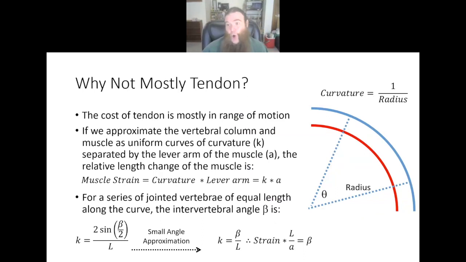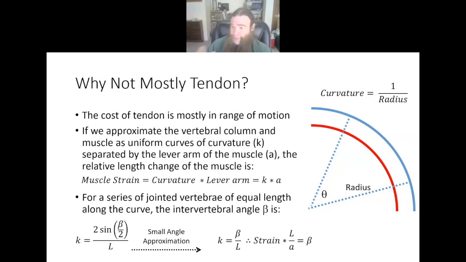As I said, you could have all your cross-sectional area at one joint and the rest be tendon. The problem is muscle can only shorten so far. Most muscles are shortening 30, 50% maybe, depending on the individual and the behavior that's going on. There's some exceptional cases, but muscle can only shorten so far. And the further your lever arm, the more shortening you have.